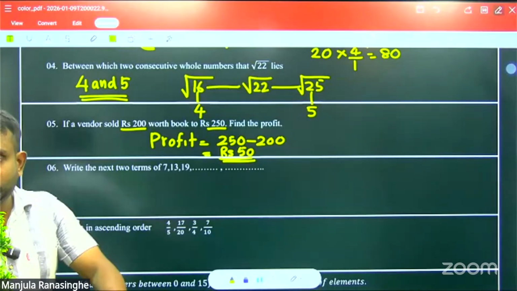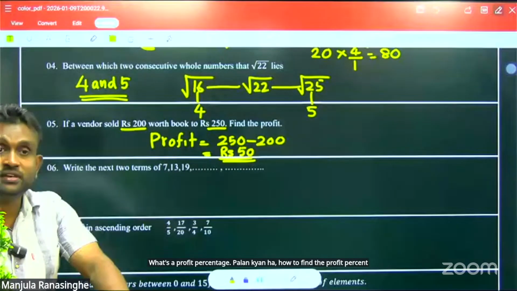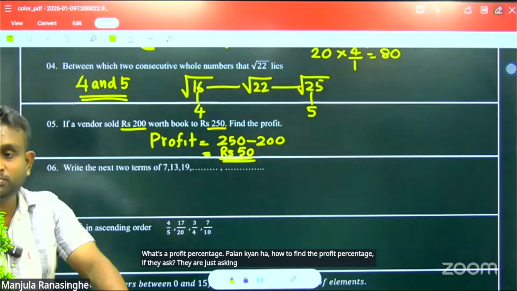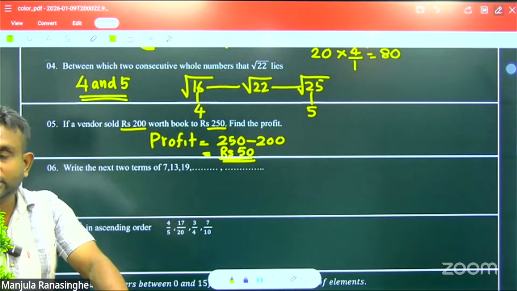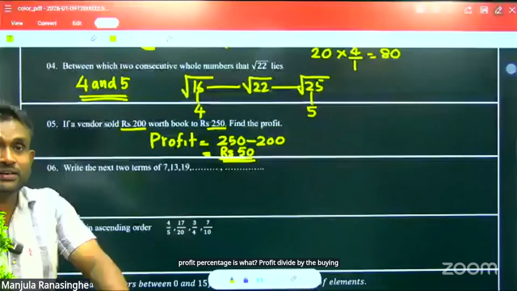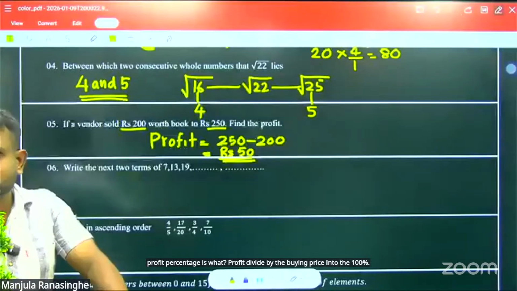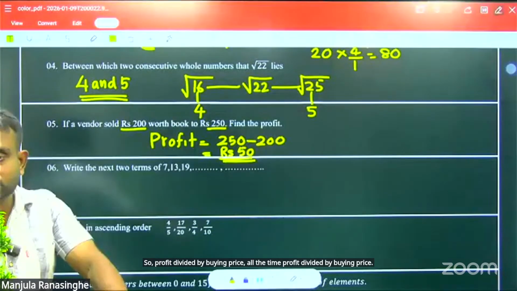What's the profit percentage? How to find the profit percentage if they ask? They are just asking about profit. Tell me the equation. Profit percentage is what? Profit divided by the buying price into 100%. All the time, profit divided by buying price into 100%.